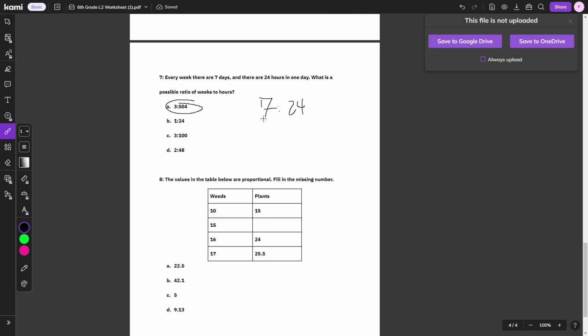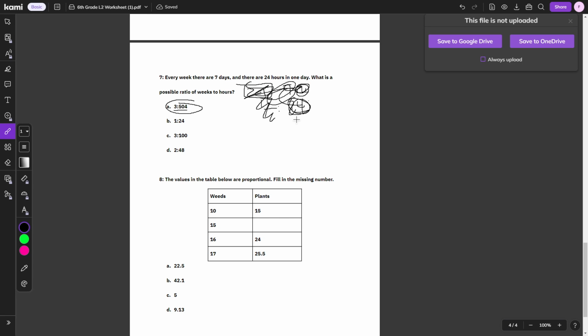So we have 7 days, which is 1 week, and we have 24 hours, which is per day. So what could happen is, let's say that we wanted to use this ratio. What's 7 times 3? It's 21. 21 days is 3 weeks, which is why this makes sense. But we just multiplied 7 by 3, so we have to multiply this side by 3 also, which is 72. Now that we have that, what is a possible ratio of weeks to hours? Oh wait, this doesn't make any sense.